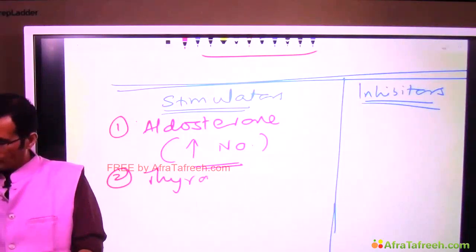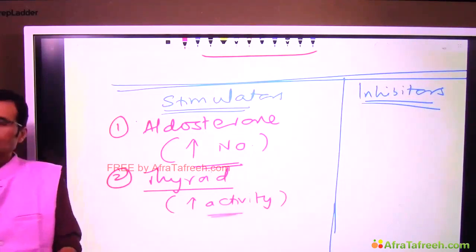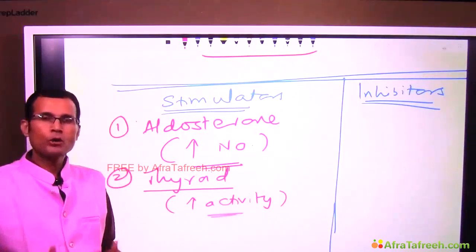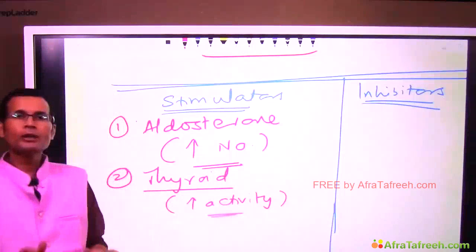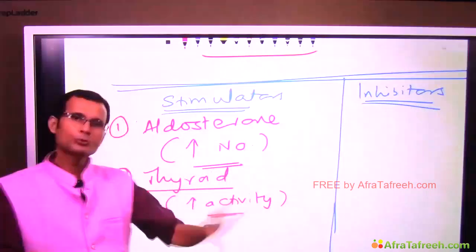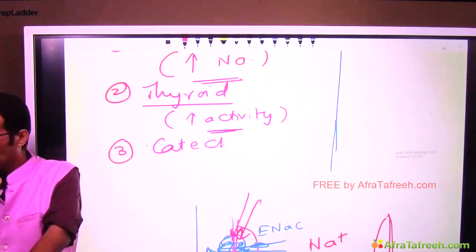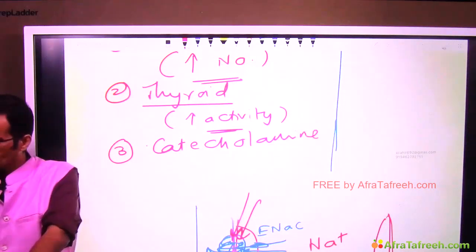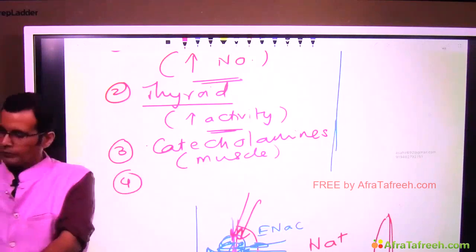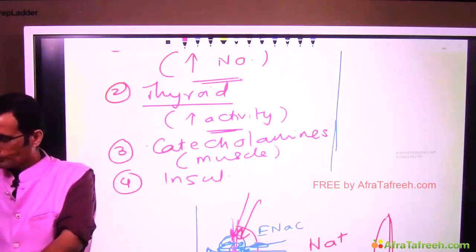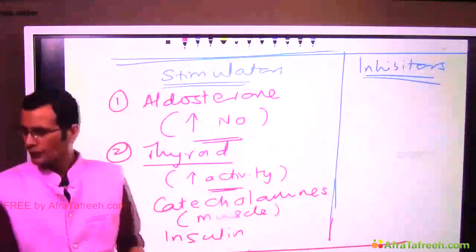Thyroid hormone increases the activity of the pump. Thyroid is a major controller of the BMR. How does it achieve that? One way of controlling the BMR is by increasing the activity of the sodium potassium pump. Then catecholamines stimulate the pump, especially in the muscle. Insulin also is known to be a stimulator of the sodium potassium pump. So these are the stimulators of the pump.